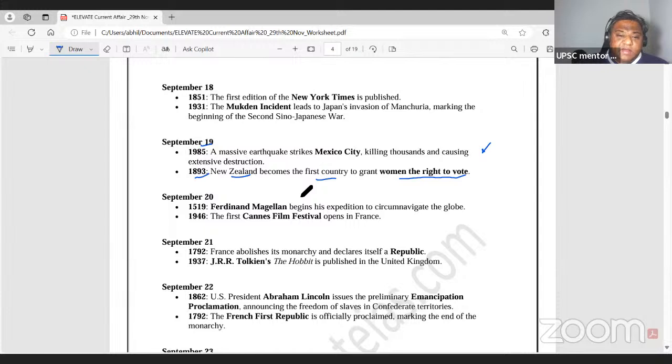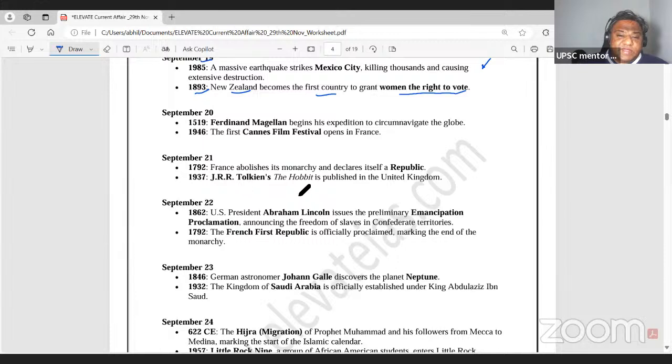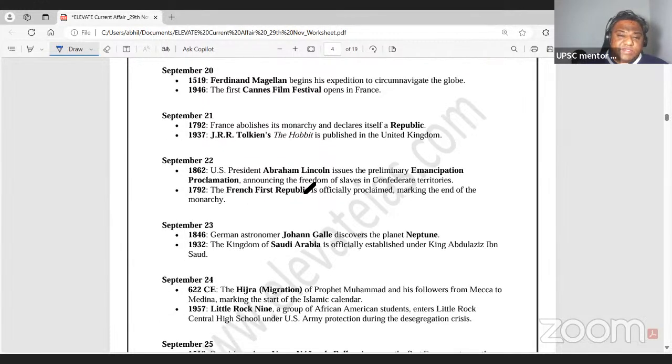September 20, Ferdinand Magellan began his expedition to circumnavigate the globe in 1519. In 1946, the Cannes Film Festival opened in France. You will see a lot of news coming in during September from the Cannes Film Festival. September 21, 1792, France abolished its monarchy and declared itself a republic. In 1937, J.R.R. Tolkien's The Hobbit was published in the United Kingdom.